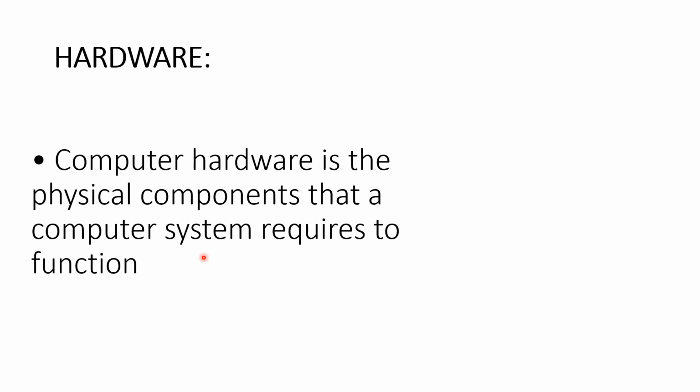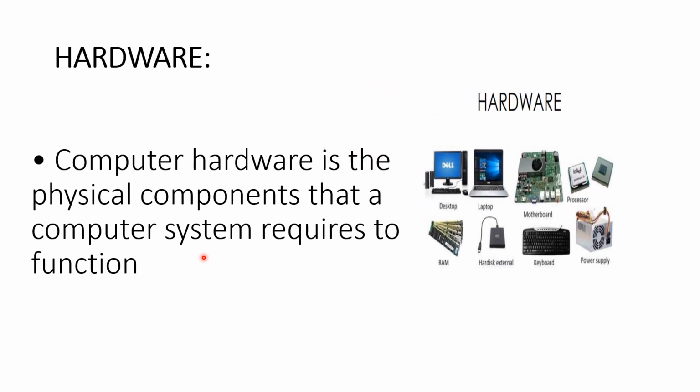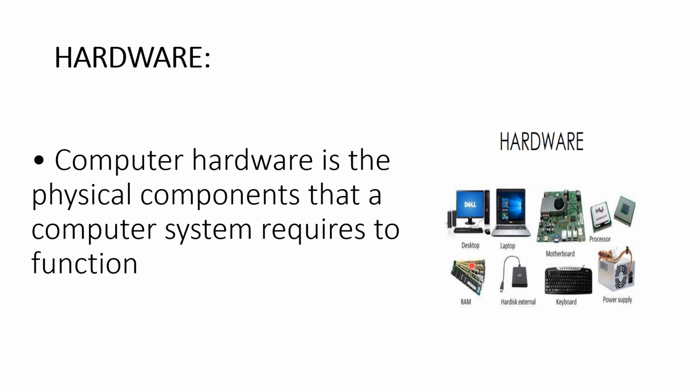Now, let us see the images of the computer hardware. Here you can see the desktop. The complete system is called the hardware, like keyboard, speakers, monitor, CPU. This is a laptop, and inside the CPU you will find a motherboard, and on the motherboard you can see other components: this is the processor, and this is the power supply, keyboard, hard disk, RAM. All these come under hardware.